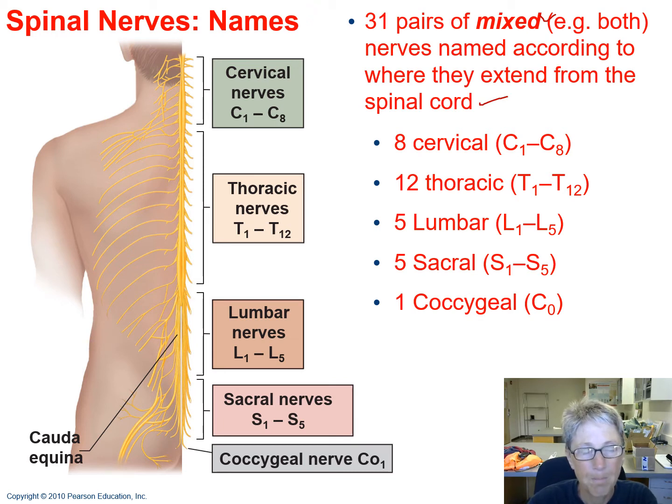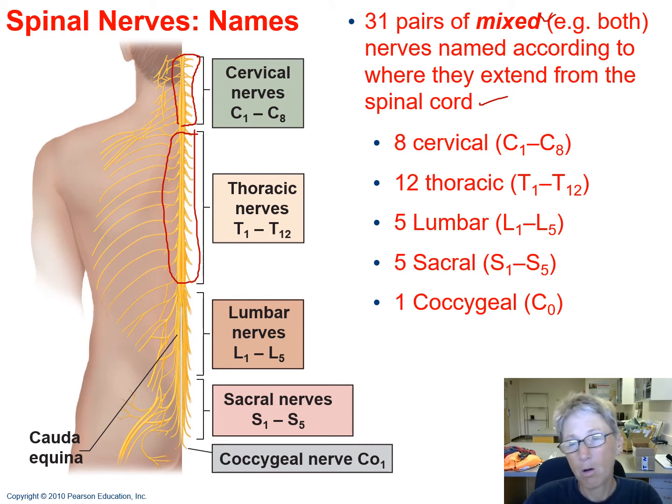So you have 8 cervical spinal nerves. You have 12 thoracic spinal nerves. And it tells you here which vertebrae. So for example, the 8 cervical nerves are associated with vertebra C1 through 8. The 12 thoracic spinal nerves are associated with T1 through 12 in the spinal column. And then you have 5 lumbar spinal nerves, L1 through L5 in the spinal column. You have 5 sacral nerves and 1 coccygeal nerve.